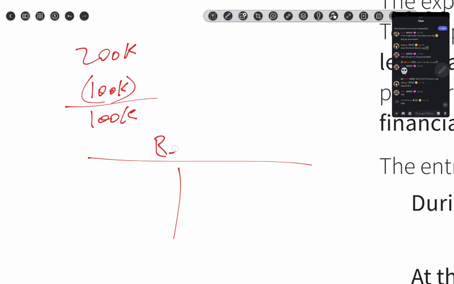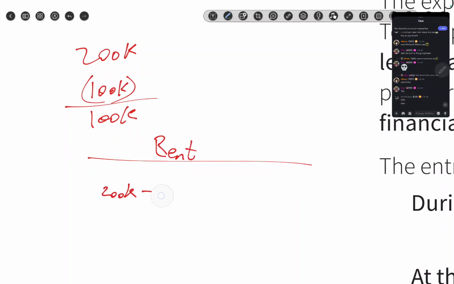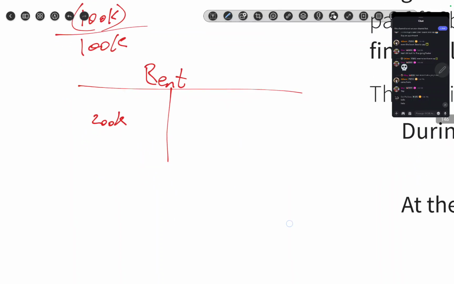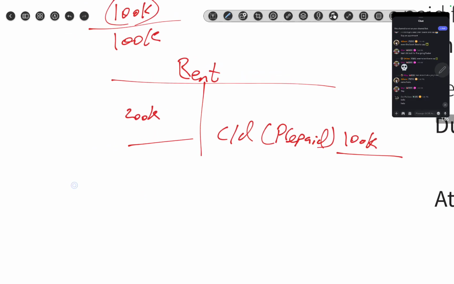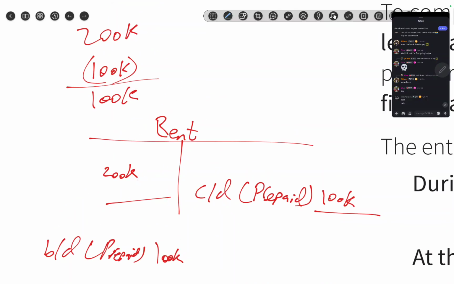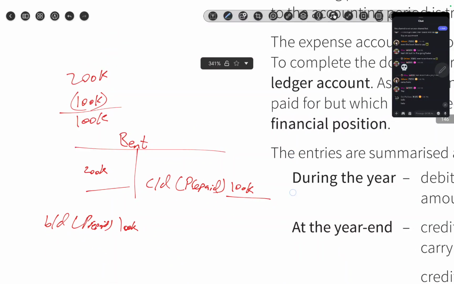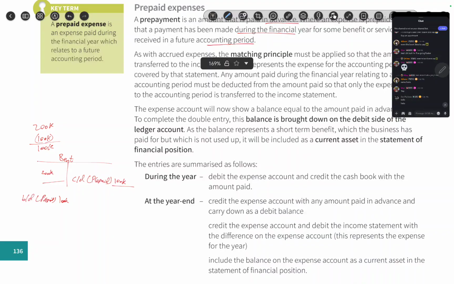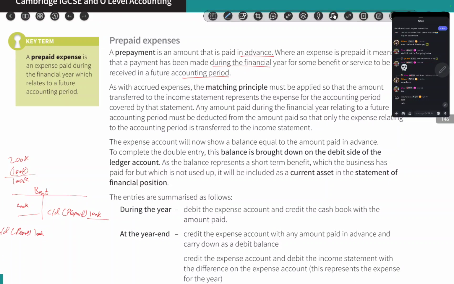This is your rent account. This is your bank, 200,000. Instead of writing here 200,000 minus 100,000, you won't do this. You're a good accounting student. You're going to write over here CD and you're going to write prepaid rent, and it's going to be 100,000. It's automatically going to subtract, and next year you will also have BD prepaid 100,000. So you don't subtract it over here. When you make an account, you put it on the other side and that will automatically subtract it. But if you're not making a T account, then sure, you need to subtract it.